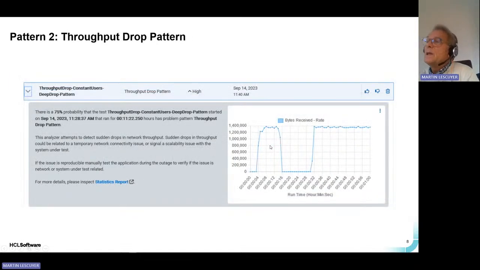The second pattern we are looking for is a drop in the throughput. For example, you have the outgoing byte rate, number of bytes per second, and sometimes when you have a sudden drop like this one, you say, well, during my test, something weird happened. For example, there is a network connectivity issue or something like this. Something's going wrong in my platform or in my system under test. That's important to know in order not to miss important information.